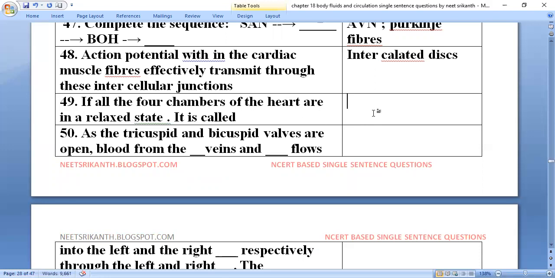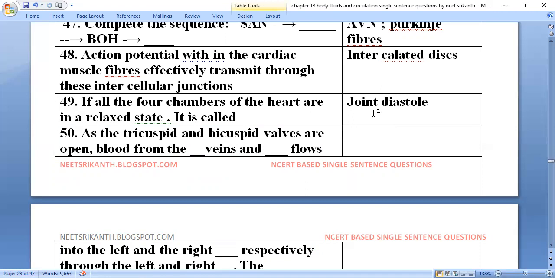If all the four chambers of the heart are in a relaxed state, it is called joint diastole.